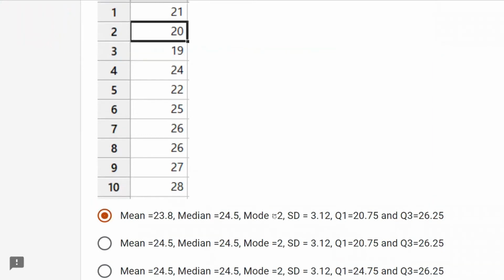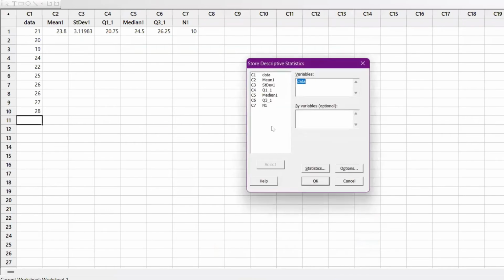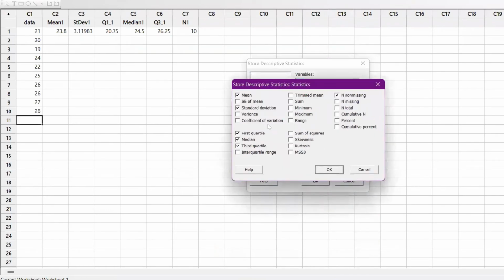And here, mode also, if you wanted to do, you can also do that. You can give Control E. If you wanted to have mode, you can also do that.